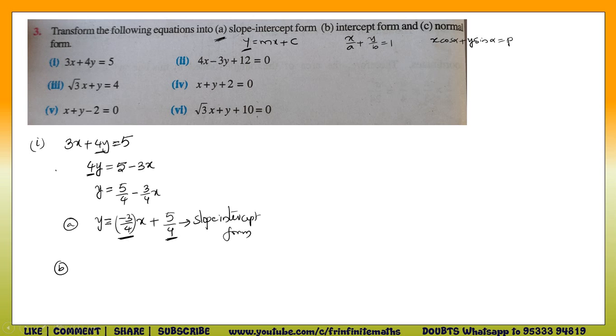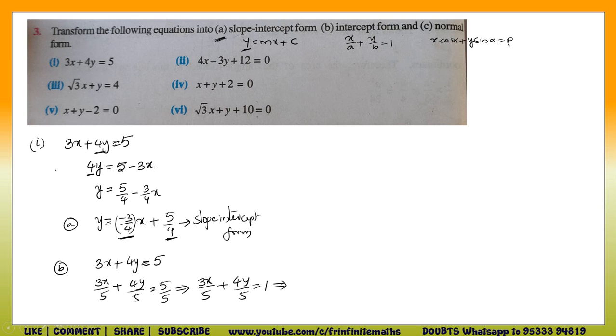So what is the second form? Intercept form. For intercept form, consider the given equation and make the constant 1. How to make this constant 1? Simply divide with 5. Then what am I going to get? 3x by 5 plus 4y by 5 is equal to 5 by 5, which is 1. But what do I need? I need it in the form of x by a plus y by b is equal to 1. That means the x coefficient should be removed.